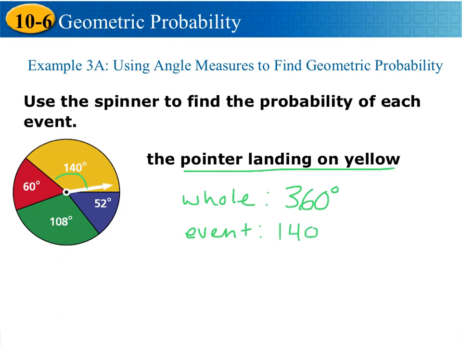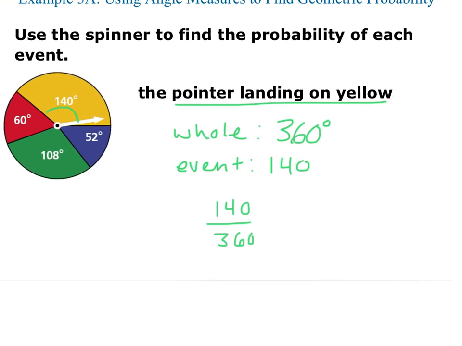140. So we divide our event by the whole thing, so we do 140 divided by 360, and we can simplify this to 7 over 18. So we have a 7 out of 18 chance that our pointer is landing on yellow.